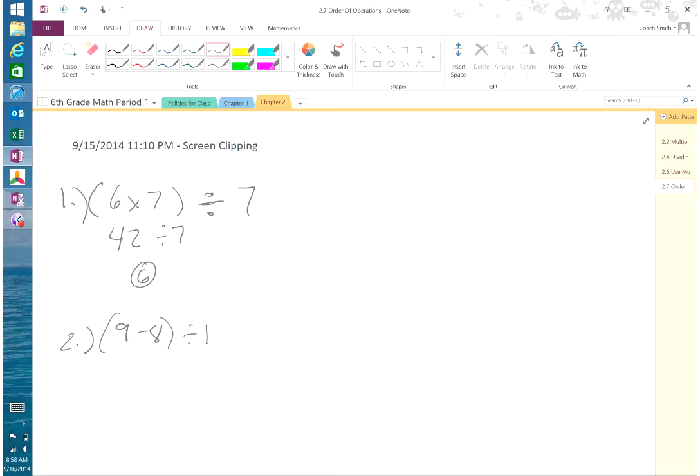Who has an answer? Staley, what'd you get? 1 is correct. Okay, 1 is correct. All right, reason being 9 minus 8 is 1. Had to do the parentheses first. Divided by 1. 1 divided by 1 is 1.